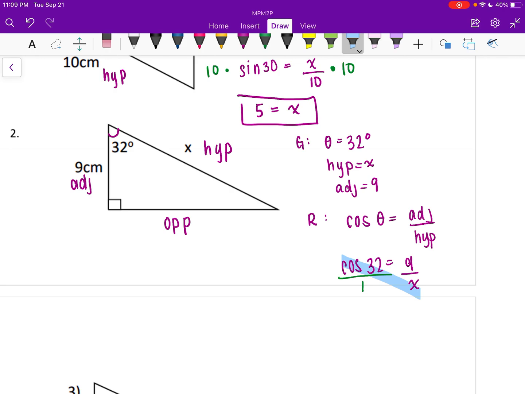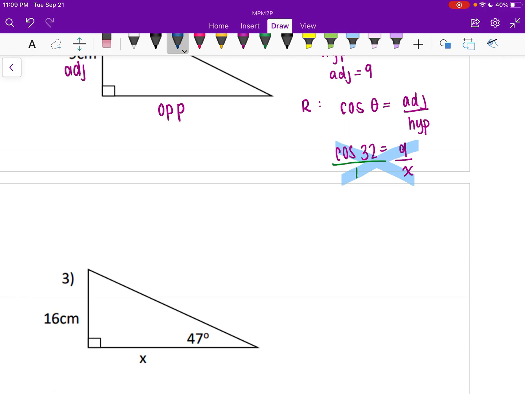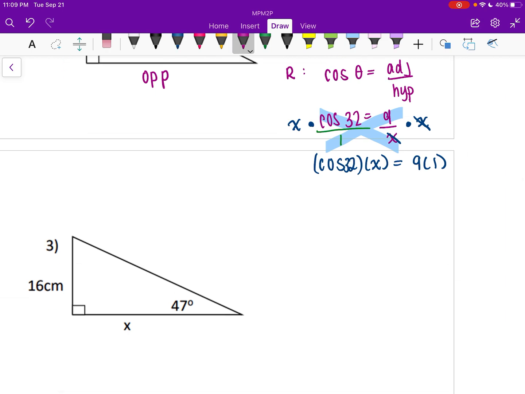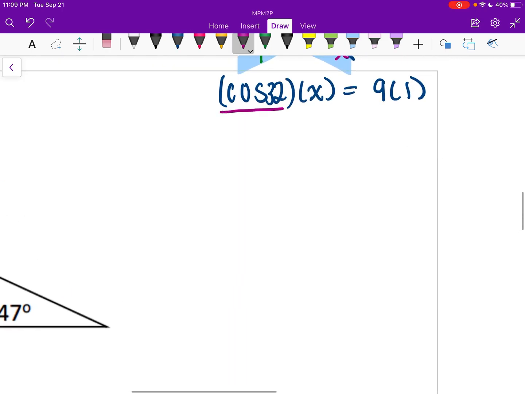So you can say cosine 32 times x and then 9 times 1, right? So then cosine 32 times x is equal to 9 times 1, right? Because you're trying to get rid of this x at the bottom here. So you got to multiply this side by x. Now, I want to get that x by itself, which means that I need to do an additional step here and divide by cosine 32, divided by cosine 32, right?